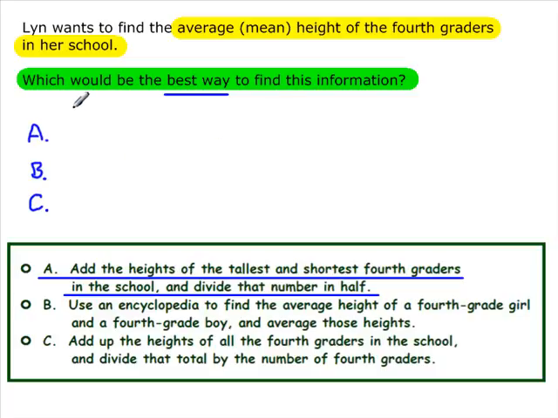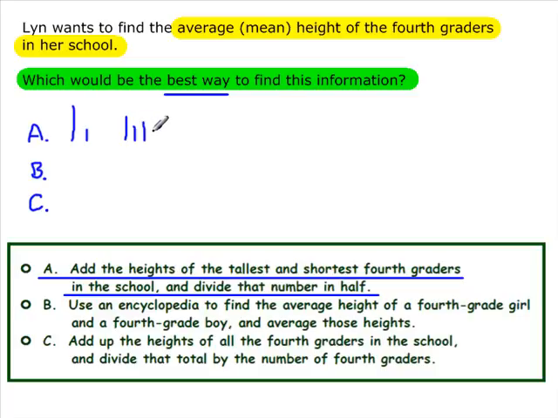If this little stick represents the height of the tallest person, and this little stick represents the height of the shortest fourth grader in the school, then we've got, well, there may only be two fourth graders in the school, and if that's the case, then the average of those two heights is the average or mean height of the fourth graders in our school. But that's probably unlikely. There are probably other fourth graders.